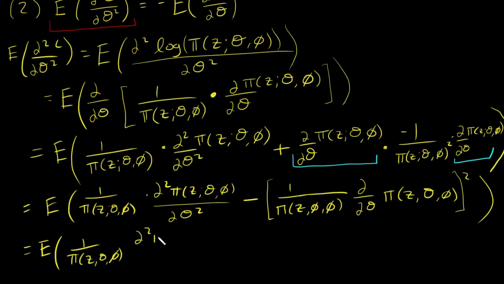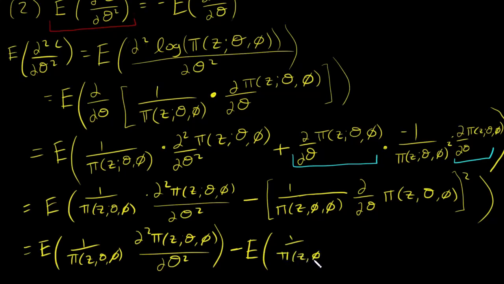Okay, so the second derivative of the density function with regards to theta. That's one expected value, and then minus the expected value of this. Oops, that should be theta and then phi. All right. So all of this is squared, and then I'm taking the expected value of it.